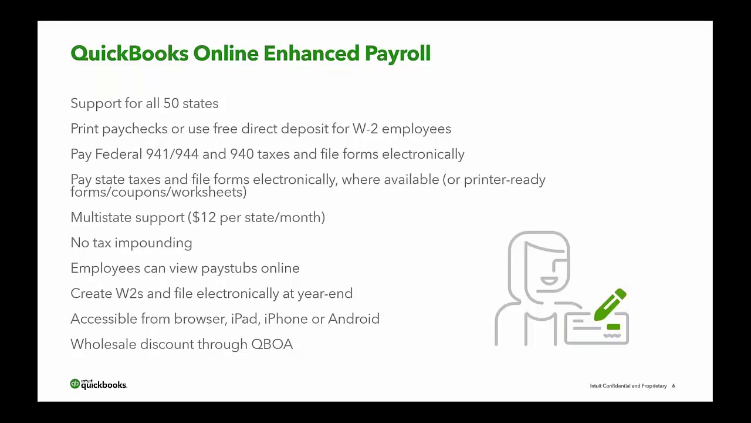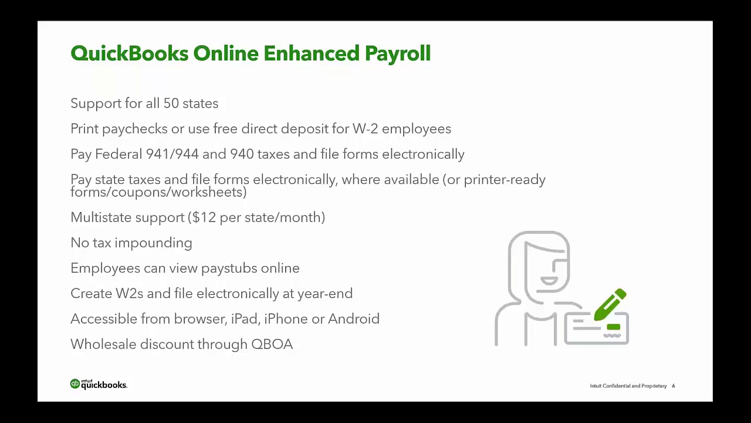We support all 50 states, print paychecks, or use direct deposit, which we obviously encourage. For W-2, we do not have the 943 form. So it's 941, 944, 940. E-pay is available, e-filing, of course. There's typically $2 per employee per month. I know sometimes it changes depending on when you had the payroll, and that covers direct deposit and the e-filing of the forms and things like that.